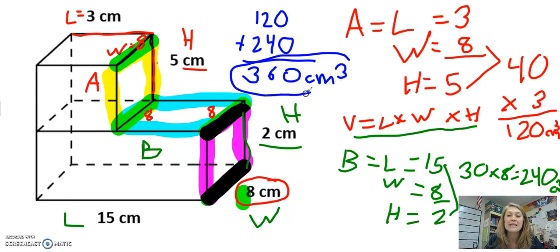And that right there, ladies and gentlemen, is my total volume, which was found by finding the volume of shape A and shape B and using those parallel congruent sides to help me find any missing pieces. So I hope this video helps you find the volume of composite shapes.